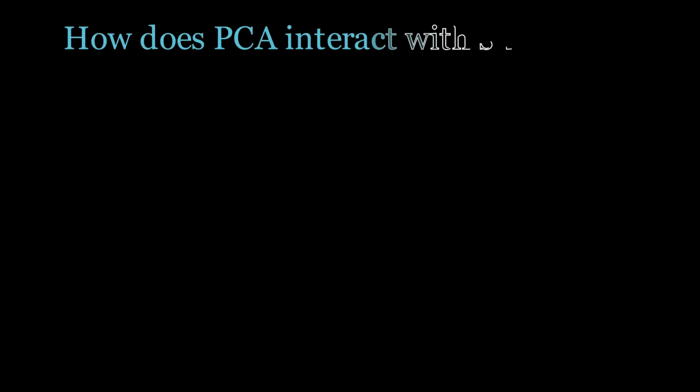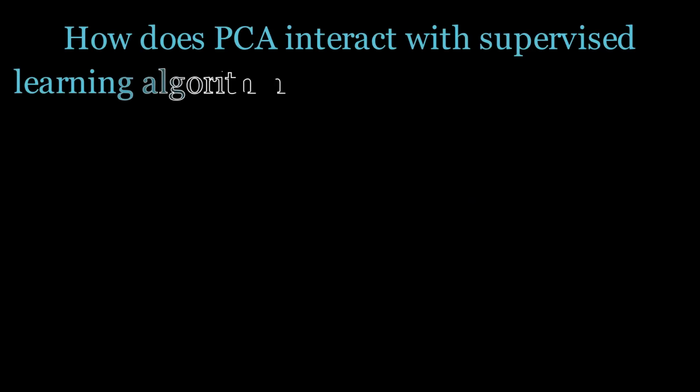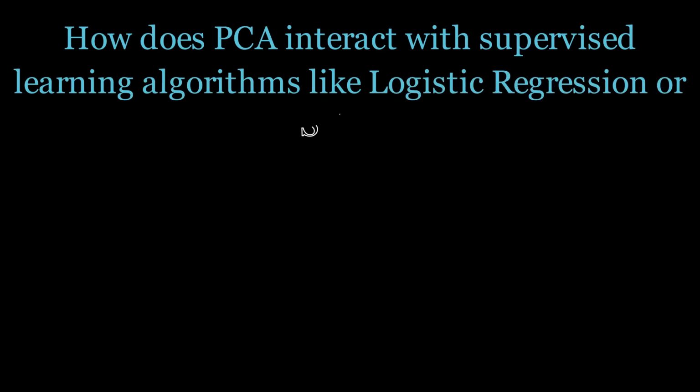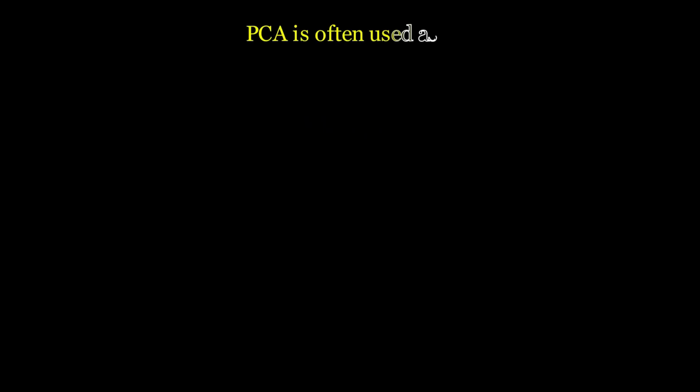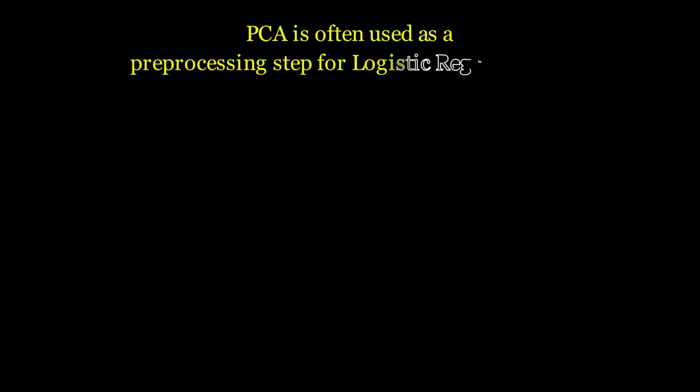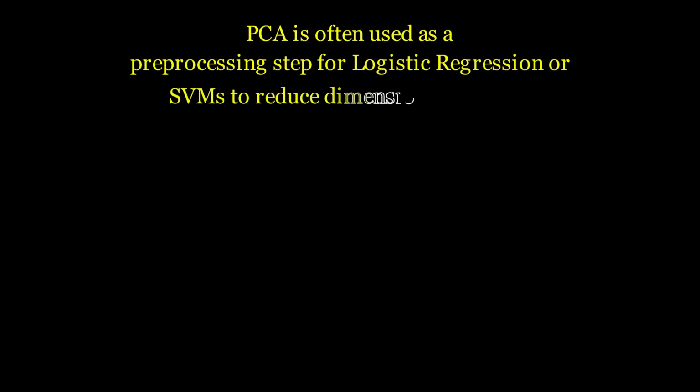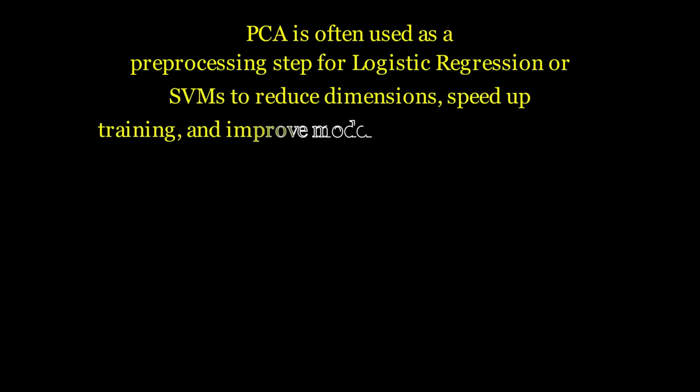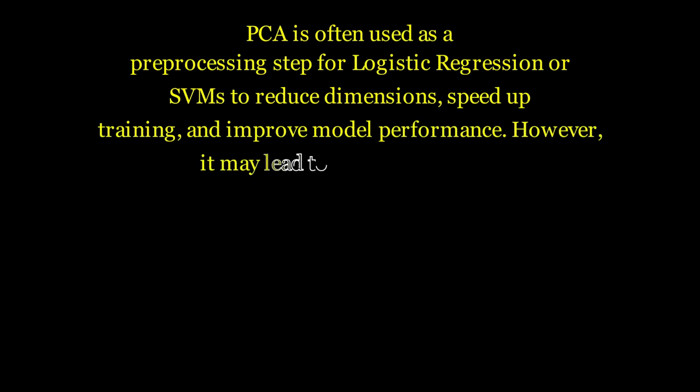How does PCA interact with supervised learning algorithms like logistic regression or SVMs? PCA is often used as a preprocessing step for logistic regression or SVMs to reduce dimensions, speed up training, and improve model performance. However, it may lead to information loss, which can slightly reduce predictive accuracy.